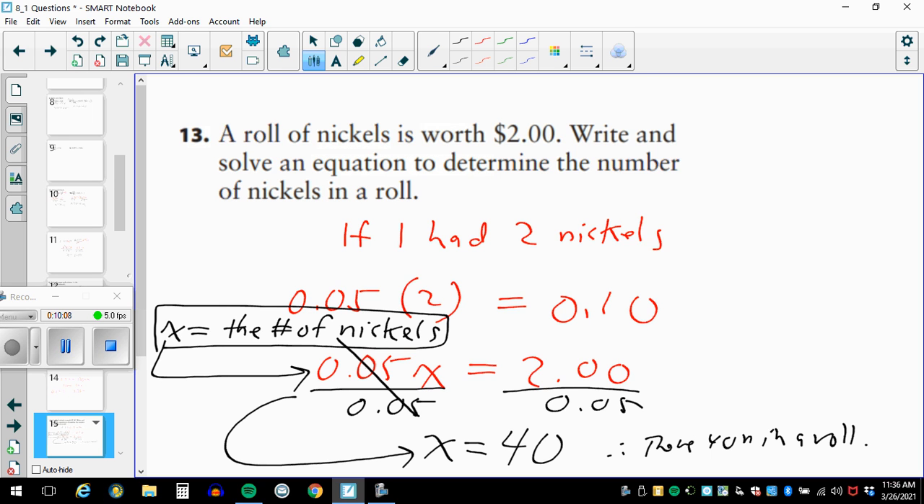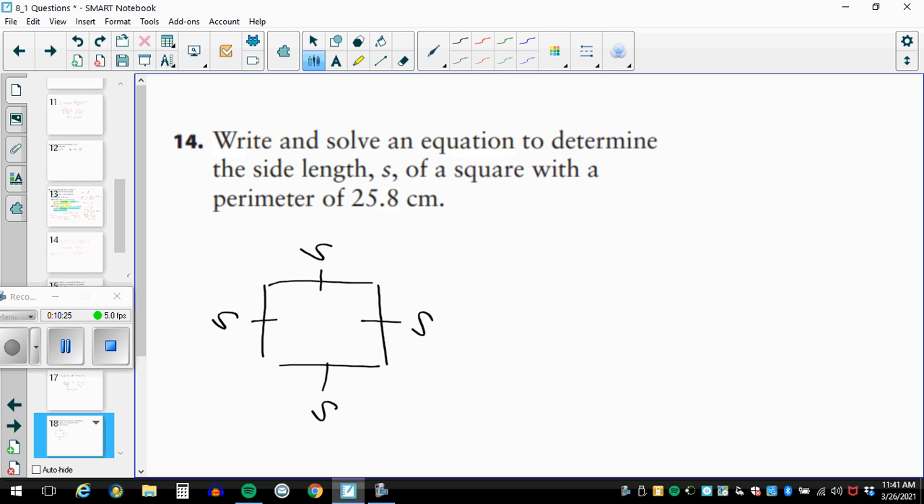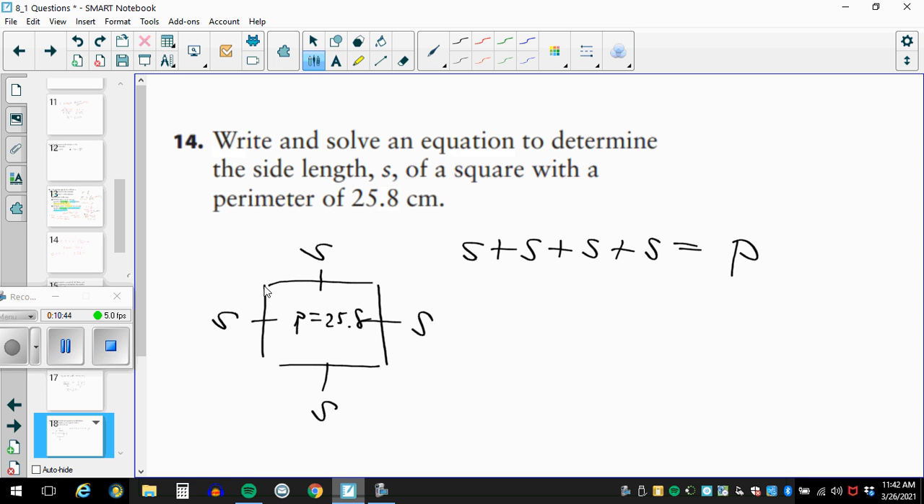Okay, here we go. Question 14 says, write and solve an equation to determine the side length S of a square with a perimeter of 25.8. So like all of our story problems, if you have the ability to draw it, you should. And this is what we have for a picture, okay? So it says write and solve an equation. There are two ways you could do it. You could say side plus side plus side plus side equals perimeter, right? Or you can realize that repeated addition is multiplication. So 4 multiplied by the side length equals the perimeter. That would be a formula for the perimeter of a square because there are 4 equal side lengths, okay?